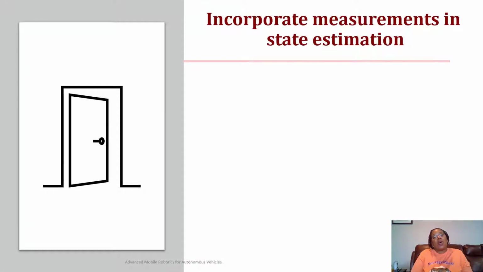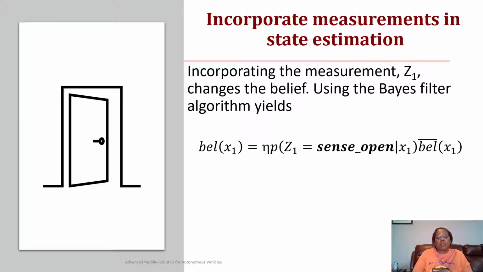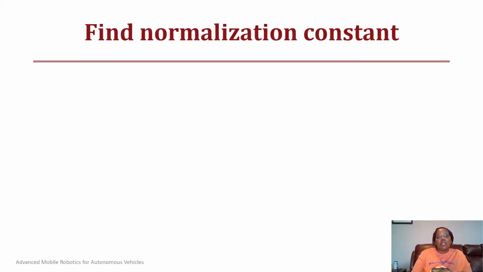So now, what if we need to incorporate sensor measurements in our state estimate in order to make them more accurate? What we use here is Z1 to represent the measurement, and this would change the belief by using the following Bayes filter algorithm. So the belief of X1 is going to now be our normalizer constant eta times the probability that Z1 senses open given X1, times the belief of X1. So the first thing we have to do is find the normalization constant.